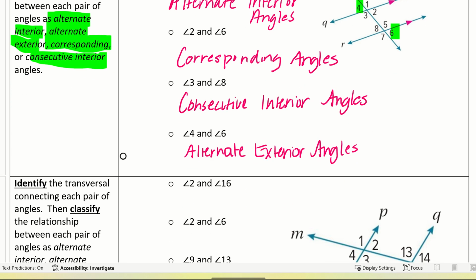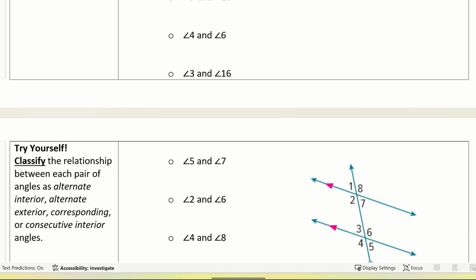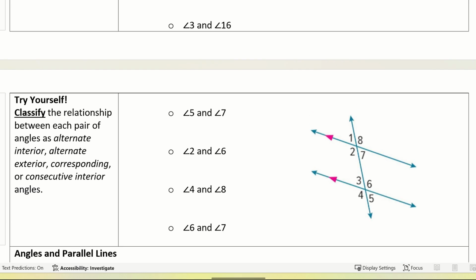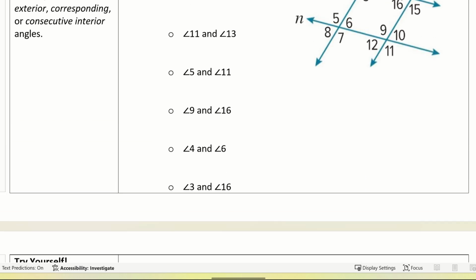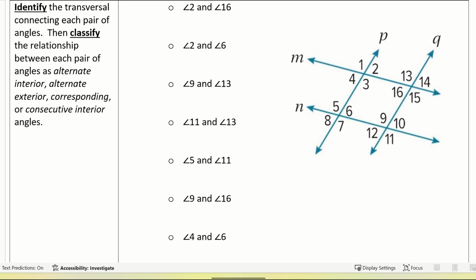Okay, so make sure you guys got those written down. And we're going to come down here and look at the next example. There's going to be a try it yourself at the end, but I am going to run through these. These are actually kind of tricky because this is two sets of parallel lines. So you've got M and N that are parallel and P and Q that are parallel. So there's a number of things that are parallel here.